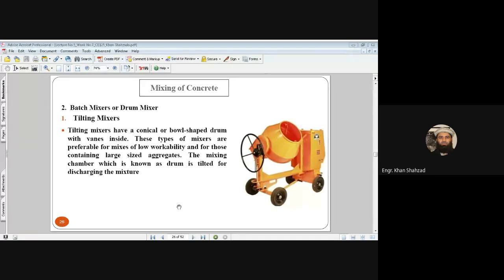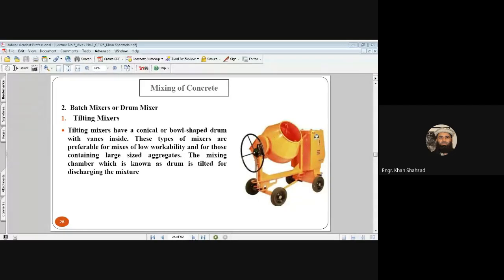Here you can see we have the tilting mixers. As is clear from its name, you can tilt the drum of this machine. Tilting mixers have a conical or bowl shaped drum with blades or vanes inside it. These types of mixers are preferable for mixes of low workability and for those containing large size aggregates. So for low workability concrete and for large size aggregates, you can use this machine. The mixing chamber, which is known as the drum, is tilted for discharging the mixture. With the help of this handle, you can tilt it and discharge the concrete from the drum once it is prepared.